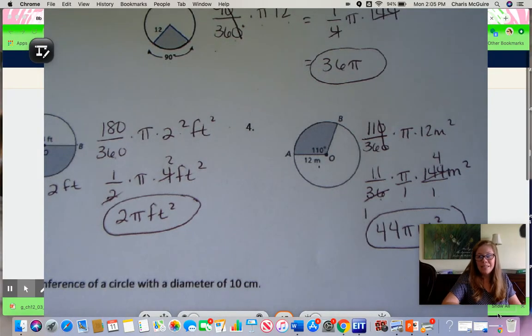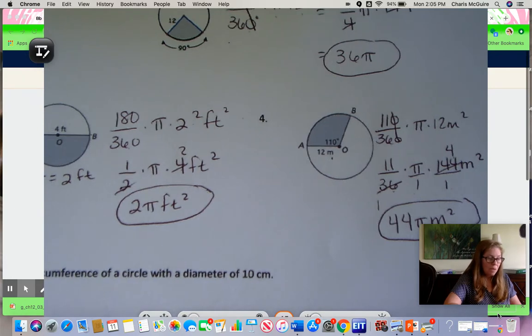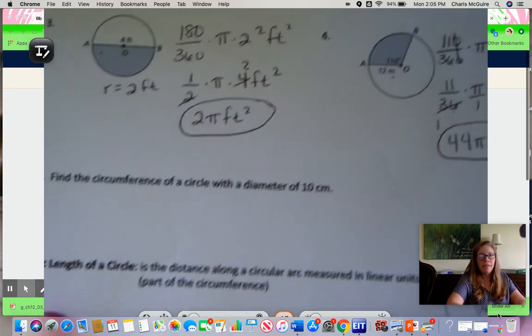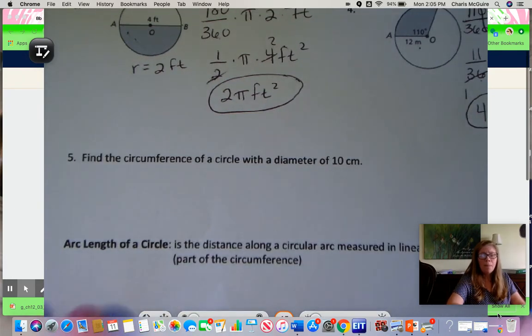All right, so you're going to see some of those in your homework, so be ready with that formula. The second thing that we're going to look at today is part of the circumference. So let's just review. Number 5 is finding the circumference of a circle with a diameter of 10 meters. You do it. All right, hopefully you said 10 pi centimeters.